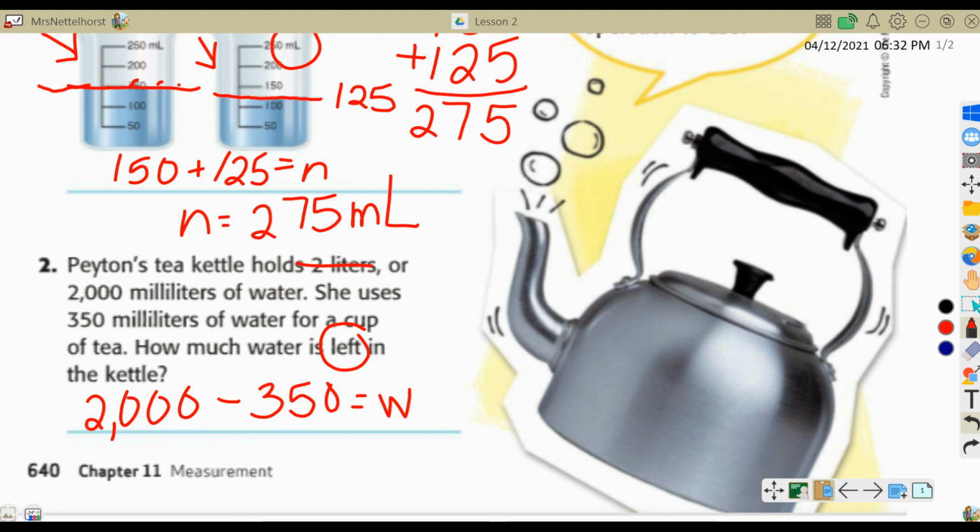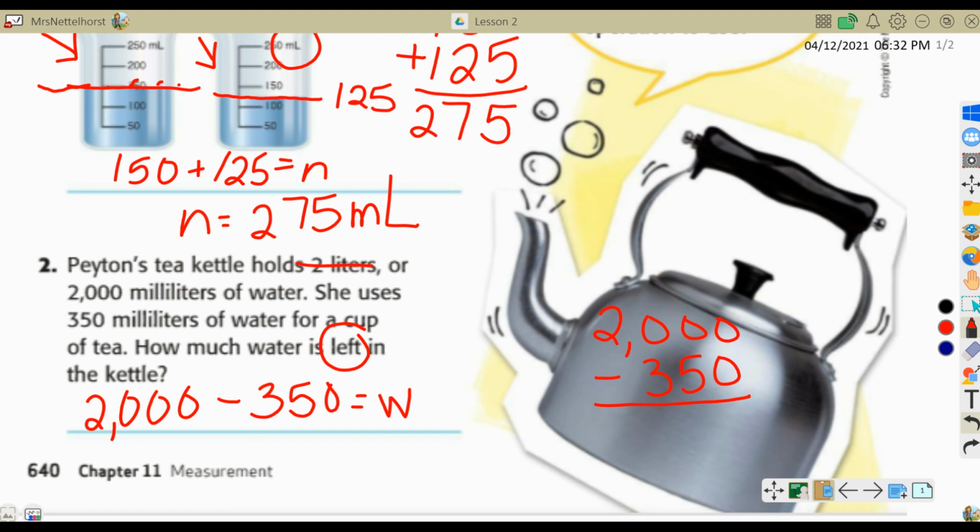Okay, so let's stack them. I need some space to write. I think I'm going to write on the tea kettle. I think that will be fun. 2,000 minus 350. Now remember, in third grade, our bigger number has to go on top when we subtract. It's not always going to be the case, but for third grade, that's the rule. Big number on top when you're subtracting. And we always stack addition and subtraction problems in 3rd grade.